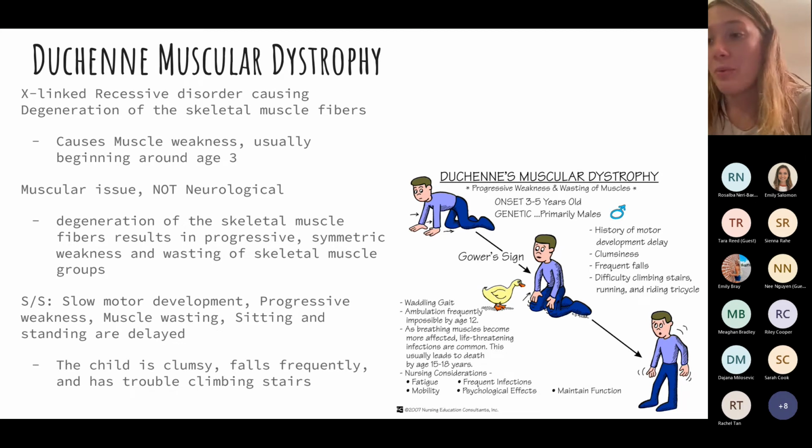Similar to how males are more at risk for hemophilia, if it's an X-linked trait, it's almost always going to occur more commonly in males. Because females, we have two X's, we can balance it out, but with males, they can't. So what's happening is that they're having a degeneration of skeletal muscle fibers. As these fibers begin to degenerate, they're going to have lots of weakness and wasting.